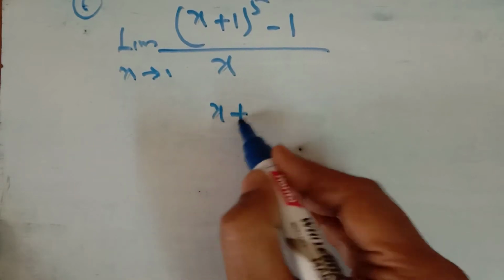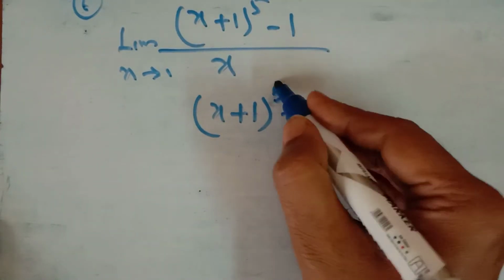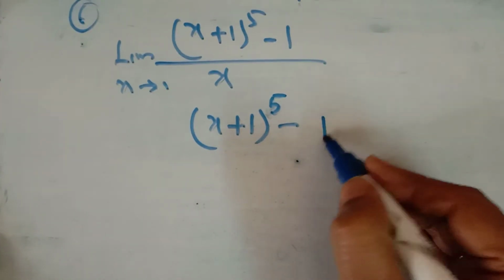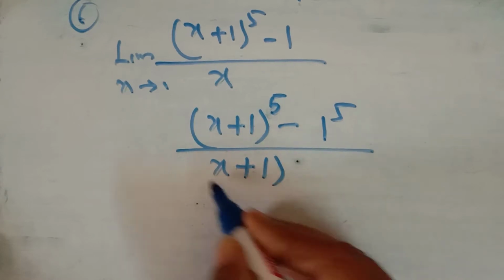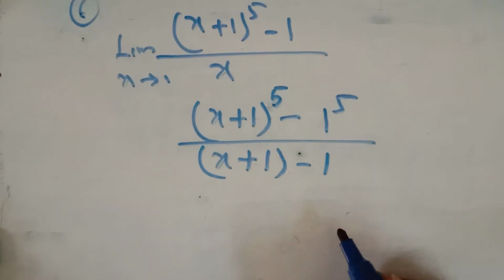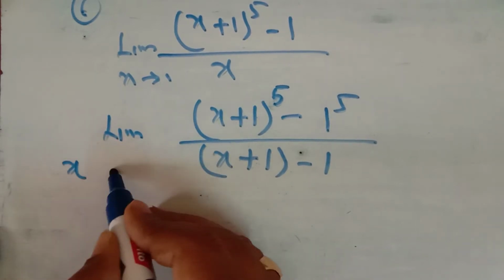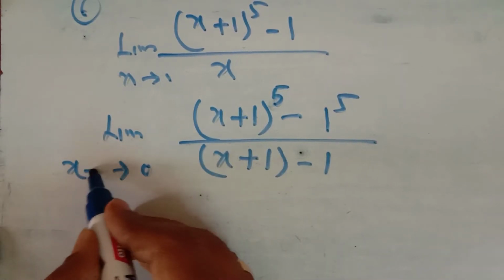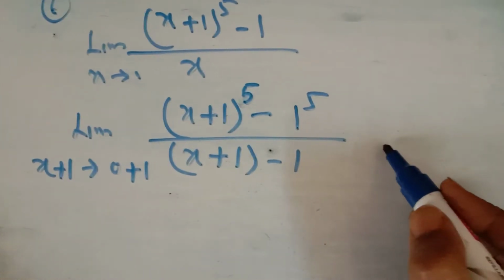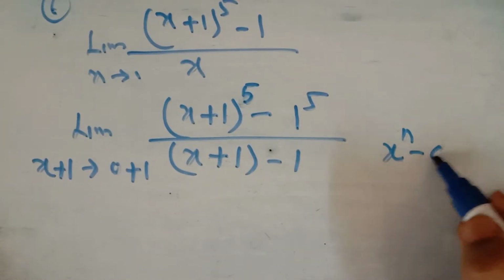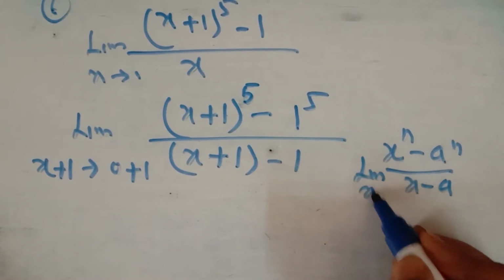I am arranging it like this. See it very carefully. For x plus 1 it is given. For 1 you can write 1 की power 5, and in the denominator we have x. If you add and subtract 1 in the denominator, and the limit we have is x goes to 0, it will remain the same, and we are getting the standard identity: x की power n minus a की power n upon x minus a, limit x goes to a.